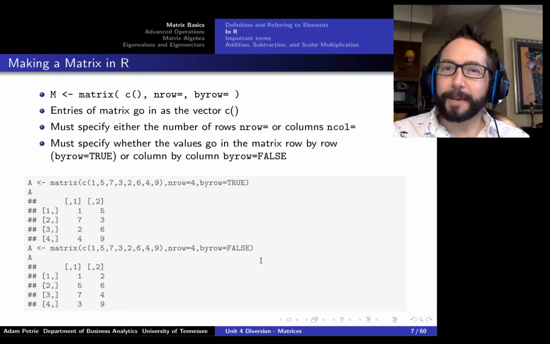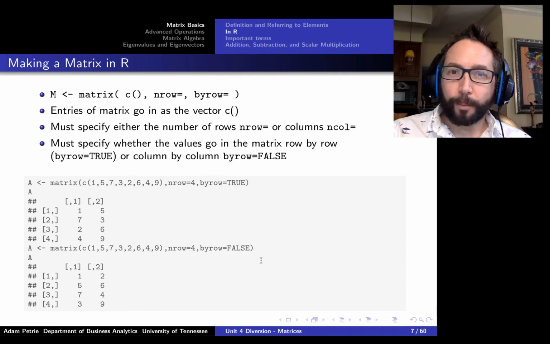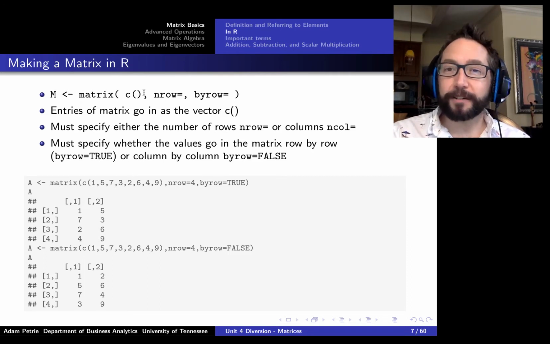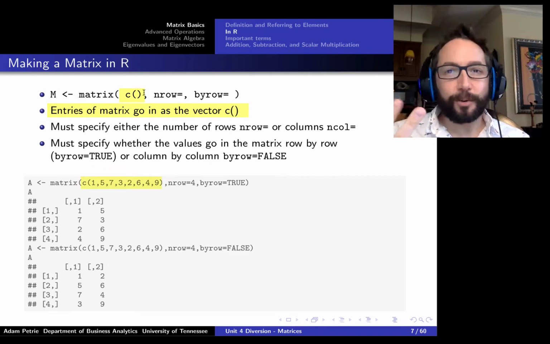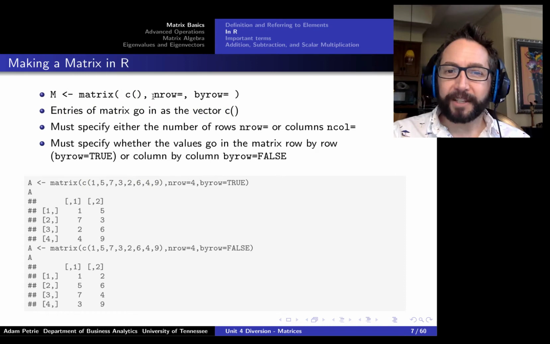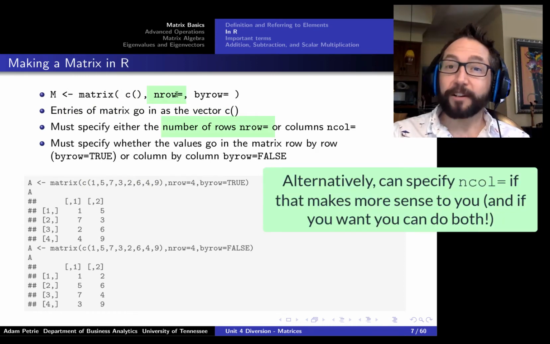Now, how do we get a matrix defined in R? Well, we're going to use the command matrix. The first argument is going to be a vector of numbers that we want to have populating the matrix, and then we're going to give 2 additional arguments. We're going to have either nrow equals or ncol equals that specify the number of rows or columns.